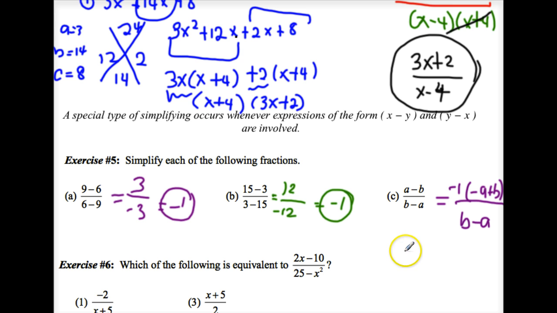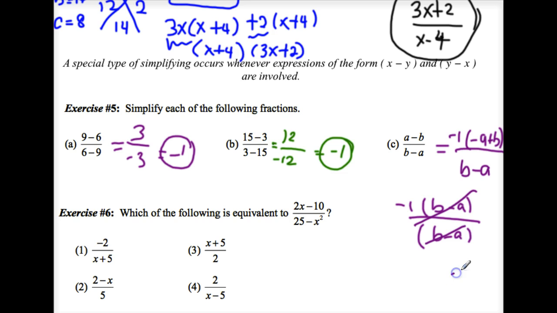This is the same exact thing as me writing negative 1 (B minus A) over (B minus A). In this case, I have two beautiful factors that I can cancel, and then what is left over? My negative 1. So whenever we have x minus y or y minus x, when they're flipped, the answer will always be a negative 1.